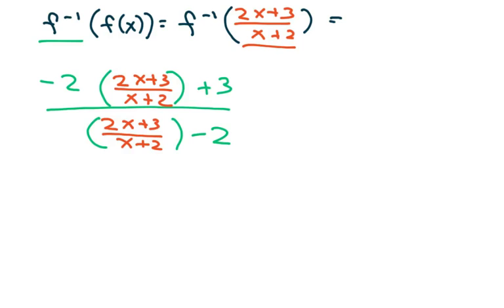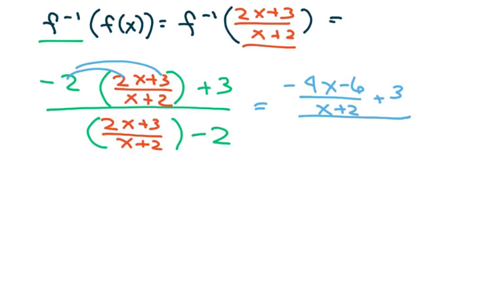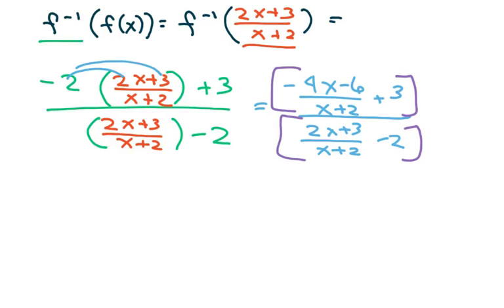Now if you want, you could go ahead and distribute this. I'm going to go ahead and do that. So we get negative 4x minus 6 over x plus 2 plus 3. And just copy down the denominator, 2x plus 3 over x plus 2. Now let's clear the fractions here. Oops, I forgot minus 2 here. So we're going to clear the fractions by multiplying by x plus 2, the numerator and the denominator.